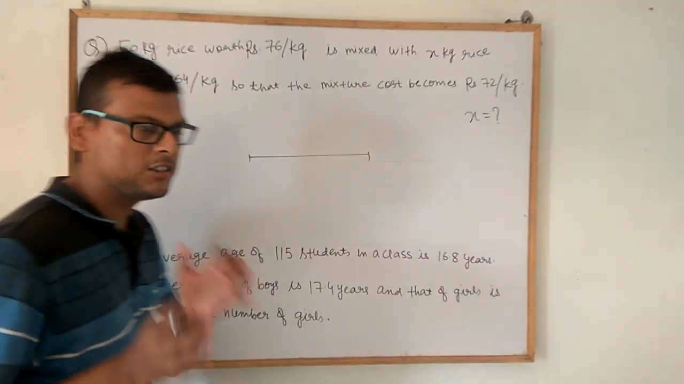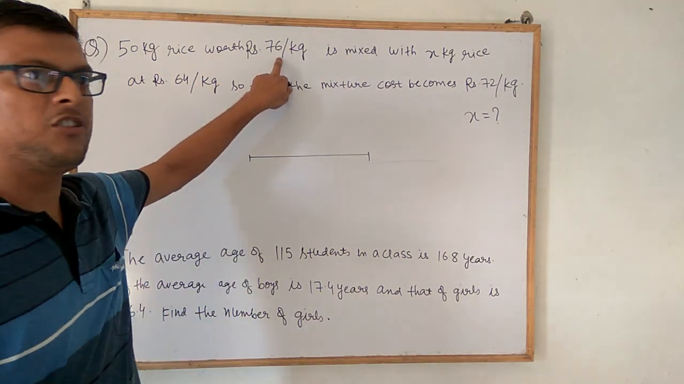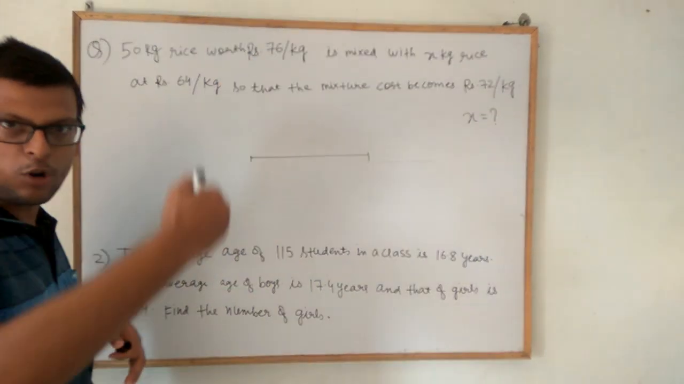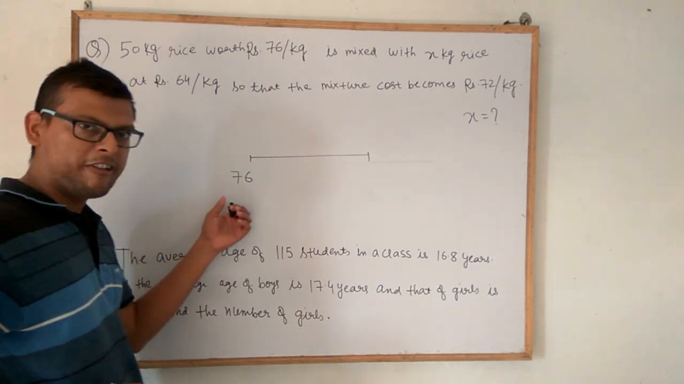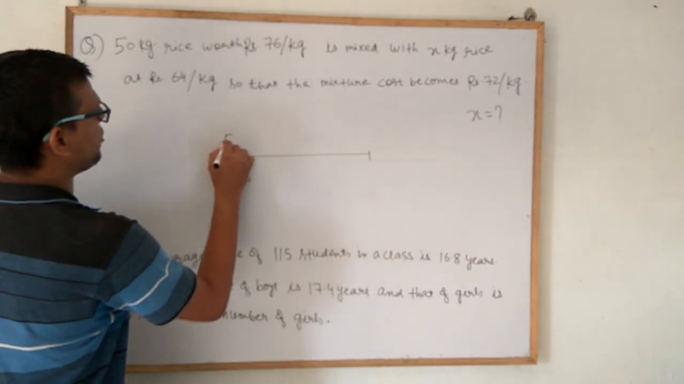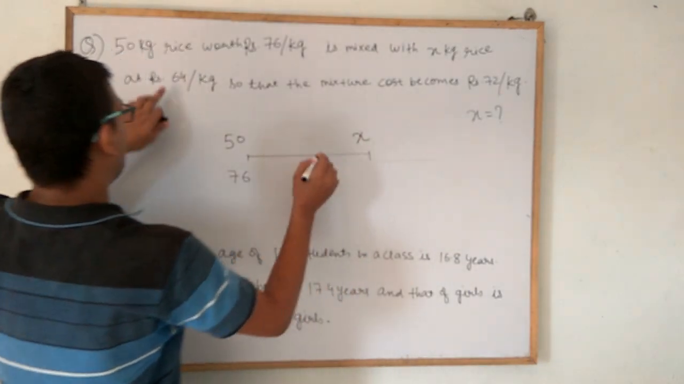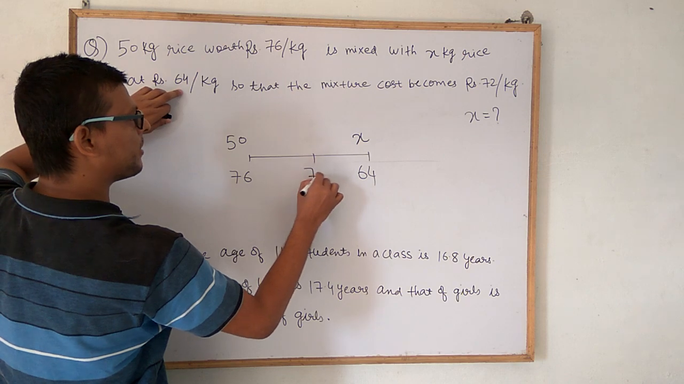For example, see this question. 50 kg rice worth rupees 76 per kg. Price per kg. Numerator upon denominator. So this is your rate, 76 per kg. And the weight corresponding to this is 50 kg. Is mixed with x kg of rice at 64 per kg and the cost of mixture is 72 per kg.